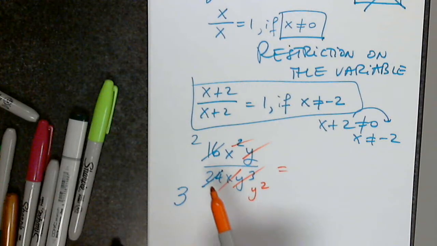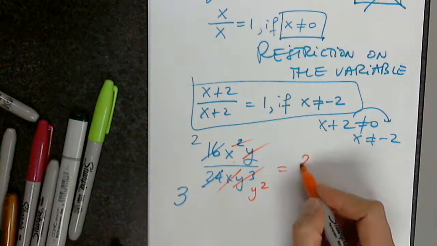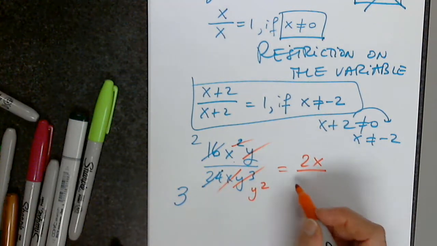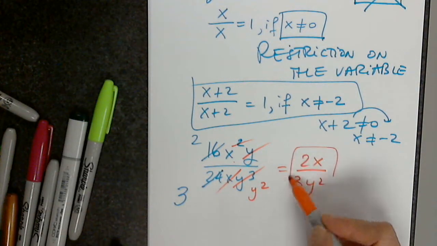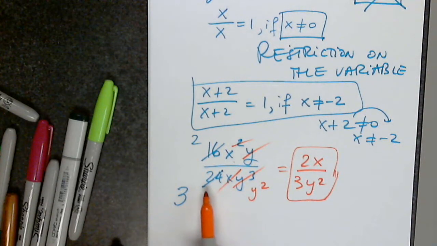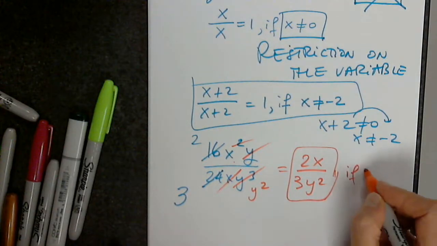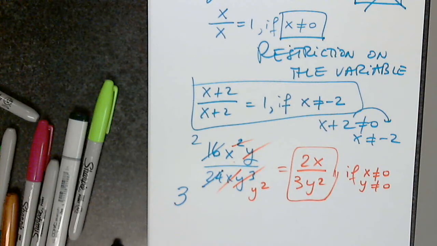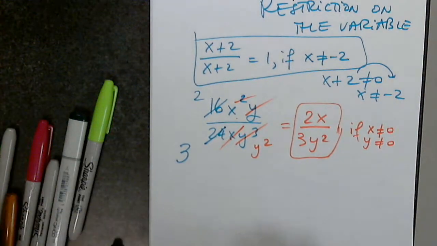What is left at the top? 2 and x, nothing else. What is left at the bottom? 3y squared. What did you divide by? 8. 16 divided by 8 is 2. 24 divided by 8 is 3. But of course, this is true only if x is not 0 and y is not 0. Any questions?